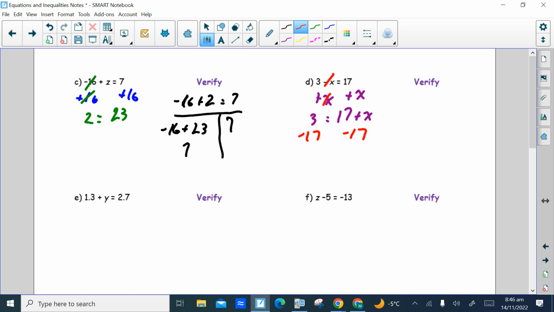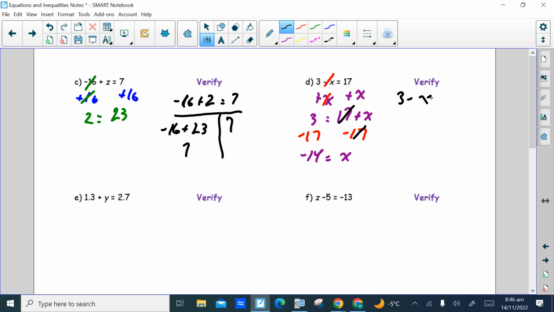So what happens is that the 17 minus 17 on the right side cancel. On the left side, we've got 3 take away 17, which is negative 14, equals, on the right side, we just have x by itself, and there's our answer. Our answer is negative 14.